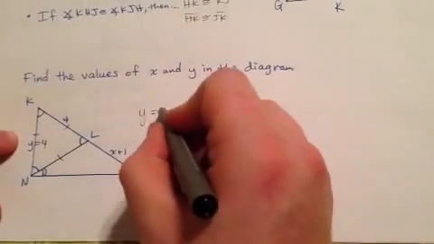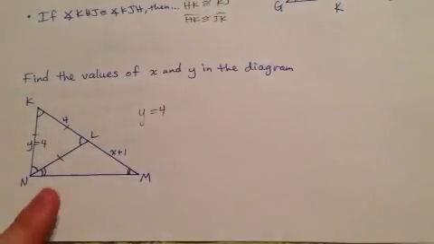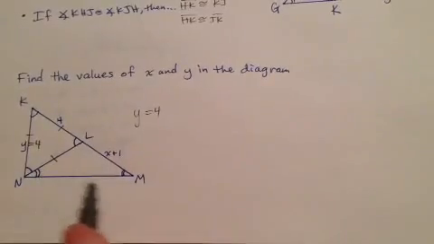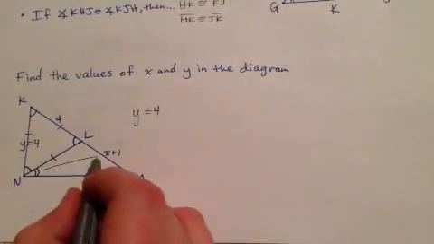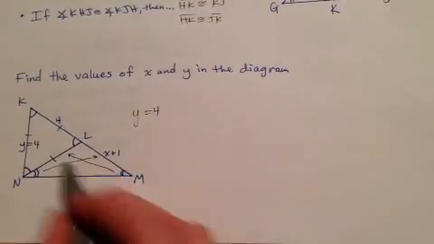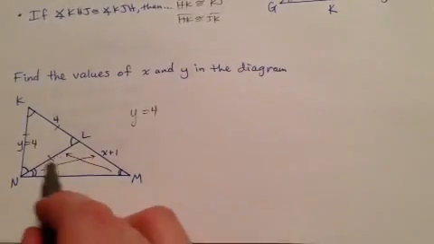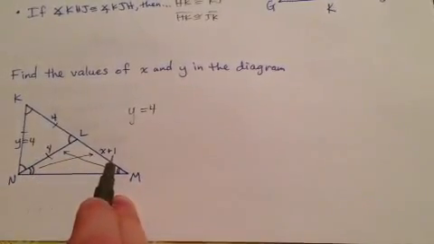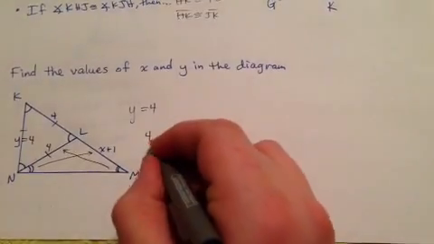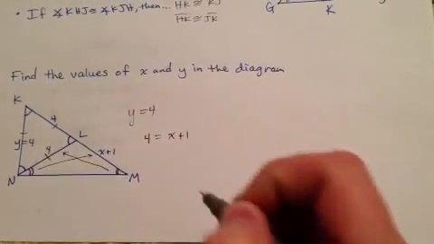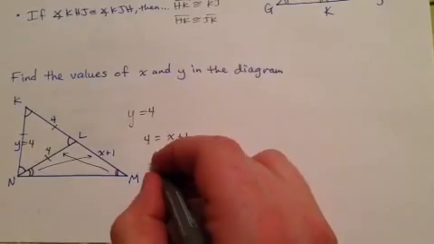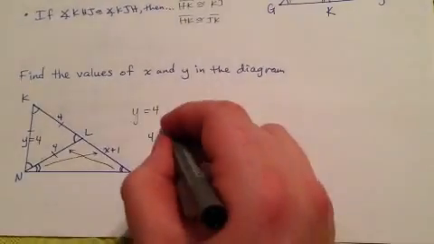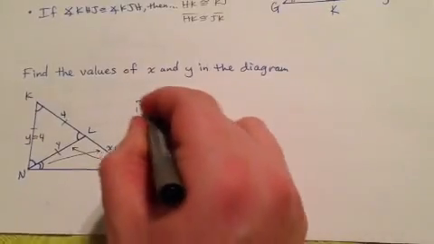So y is 4. Next, I also notice with this triangle that the base angles are the same. That means the opposite sides will be the same. And since we already know that this side is 4, I know that x plus 1 should also equal 4. So that means 4 equals x plus 1. Subtract 1 from both sides, we get 3 equal to x. So y is 4 and x is 3.